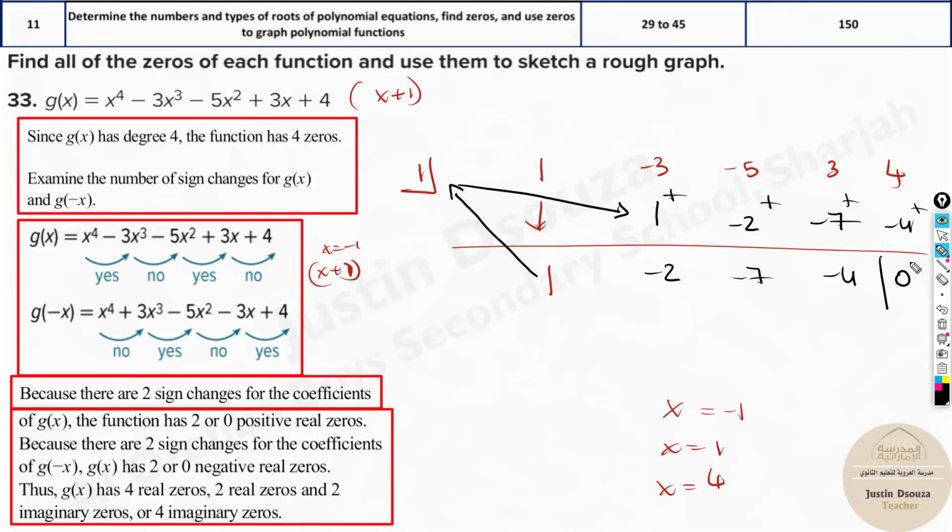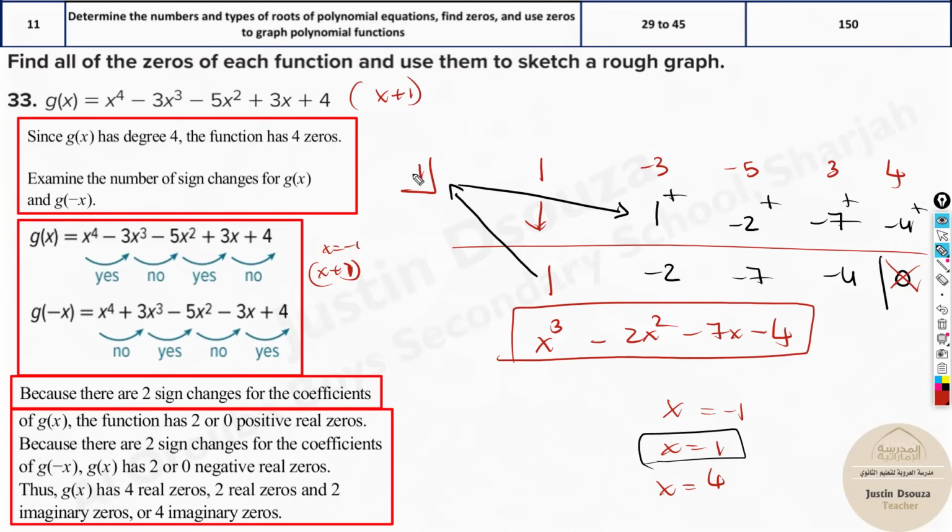Now, if at all you don't get the 0, that means you have done something wrong, because this is a 0 itself, right? You must get it. Now, whatever the solution is remaining, this is a remainder, ignore it. Since it's power 4, now the reduced form will be 1x power 3 minus 2x power 2 minus 7x minus 4. This is the remaining part. Now, which x value had we taken? We had taken x is equal to 1. So that is one solution.